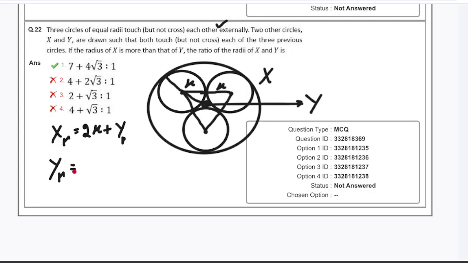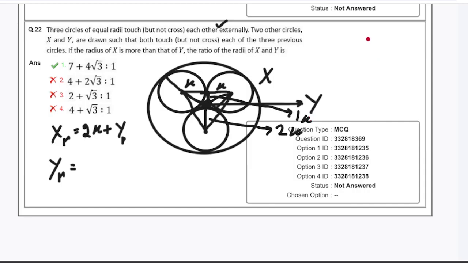Now one property which we must be aware of is that the medians of an equilateral triangle pass through the center of the circle. For an equilateral triangle the centroid, orthocenter and circumcenter are all the same, and the median divides itself at this point in the ratio 2 is to 1. That means the altitude is divided in the ratio 2 is to 1. This is 2x and this is 1x.